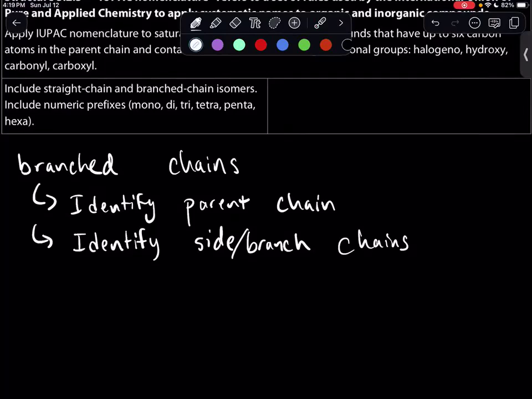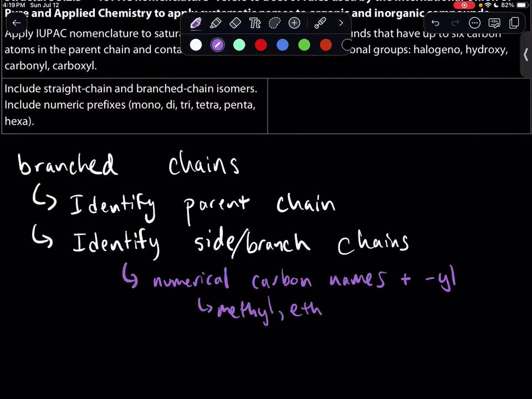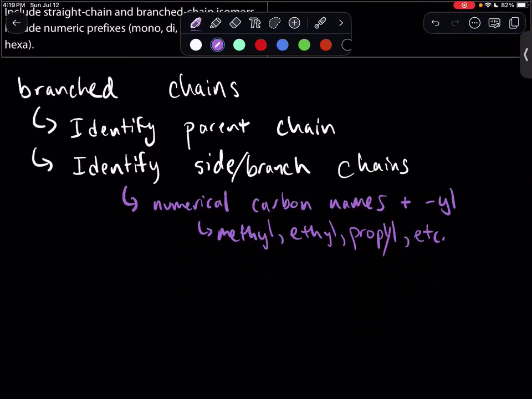Now, on top of those branch chains, we have a new naming convention. We're still going to use the standard numerical carbon names, and I mean meth, eth, prop, but, etc. But we're going to add the suffix yl. So that might be methyl, ethyl, propyl, etc. That's how we know they're a branch. When we see methyl, ethyl, propyl, we know it's a branch to our original chain.